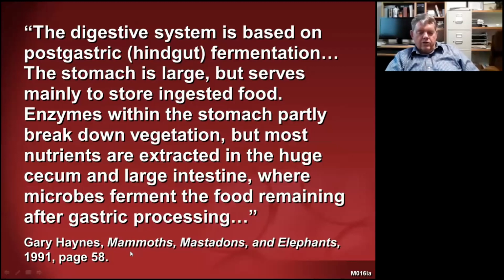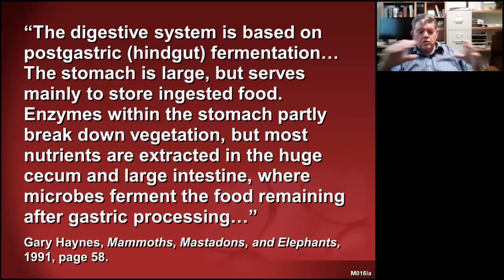Well, I went to this book, Gary Haynes' Mammoths, Mastodons, and Elephants. He indicated that the digestive system of an elephant, which is similar to a woolly mammoth, is quite different than what you think. He says the digestive system is based on what's called post-gastric, that is hindgut fermentation. In other words, the actual digestion occurs after the stomach. The stomach is large, but serves mainly to store ingested food. Enzymes within the stomach partly break down the vegetation. That's why it's half decayed, because you can identify a lot of the plant remains.